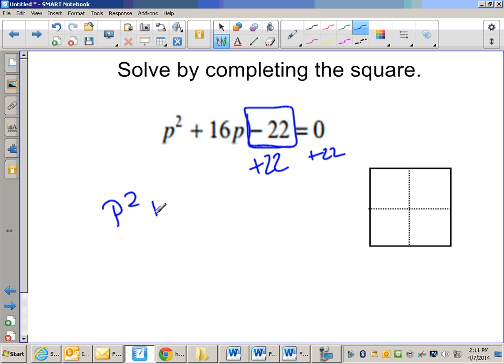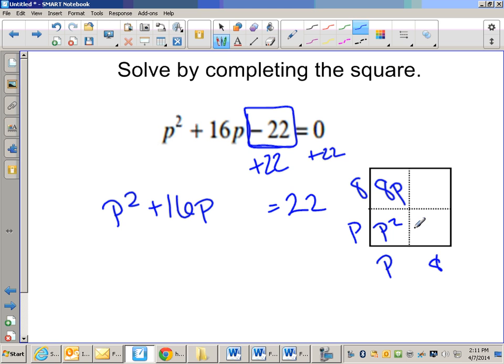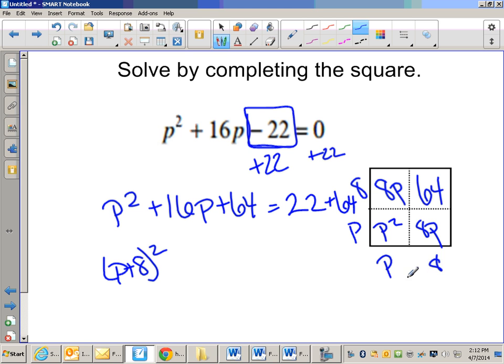So we're going to have p squared plus 16p is equal to 22. And we're just going to ignore this 22 for now. So we're going to complete the square. Let's see, 16 divided by 2 would be 8. So this would be 8p, and this would be 8 for 8p. So to complete the square, this box here has to be 64. So that means to complete the square, I have to add 64. But if I add 64 to the left-hand side, I have to add 64 to the right-hand side. So that gives me, when I factor this, put this in factored form, I'd have p plus 8 squared, because p plus 8 and p plus 8 is equal to 22 plus 64, which is 86.